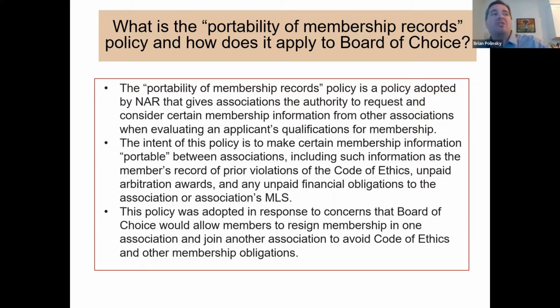This policy was adopted in response to concerns that Board of Choice would allow members to resign membership in one association and join another association to avoid code of ethics and other membership obligations. And that's a reasonable fear. Just think, let's say that someone files an ethics complaint against a realtor. And that realtor says, I don't want to deal with this, I'm just going to resign from this association and join another one. And that second association will never know that someone filed against me. Well, we don't want people to be able to avoid being subject to the code of ethics and the disciplinary procedure. So the portability of membership records makes sure that if someone is leaving an association, we know about what happened to that person at that other association.